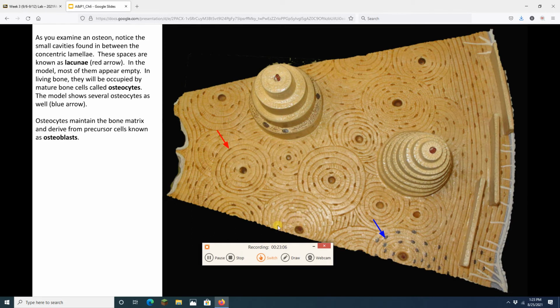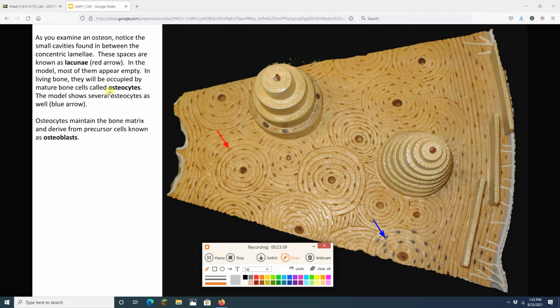I mentioned a moment ago to you that the concentric lamellae were made of bone matrix. They're rings of matrix. The interstitial lamellae and circumferential lamellae are also bone matrix. Well, if there's bone matrix, there has to be bone cells. And there are bone cells. These bluish guys here, blue arrow on one, they are bone cells. They are osteocytes. They're osteocytes. So the blue arrow is on an osteocyte. Osteocyte, literally bone cell.